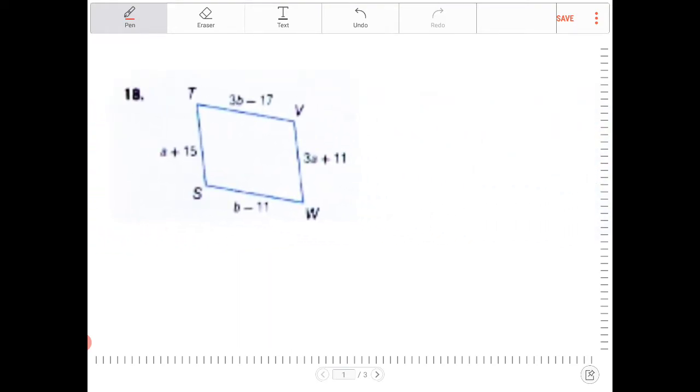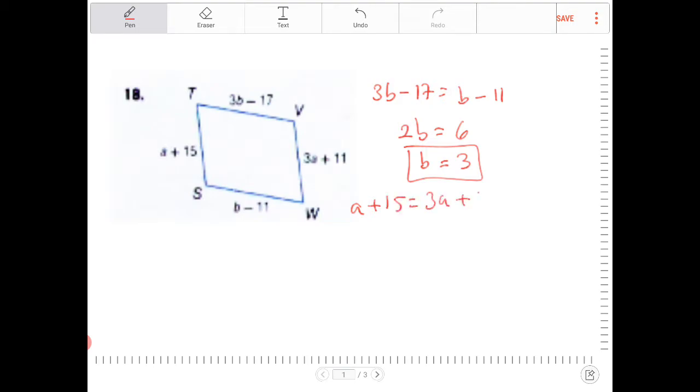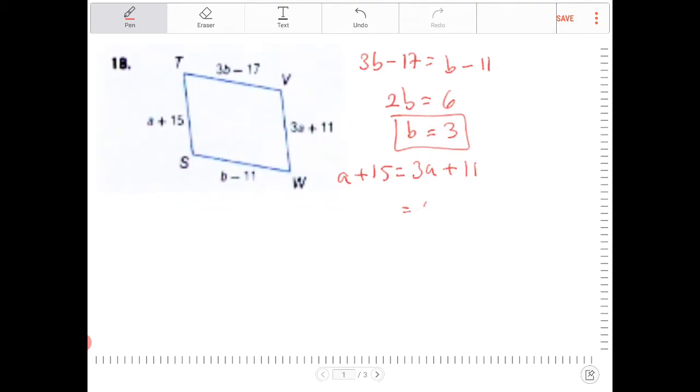Question 18. 3b minus 17, opposite sides are congruent, so 3b minus 17 will equal b minus 11. Solve for b, so subtract b from both sides, we end up with 2b equal to, add 17 to both sides, 2b will equal 6, divide by 2, b is equal to 3. Again, a plus 15 is equal to 3a plus 11. Subtract a, subtract 11, divide by 2, a is equal to 2.